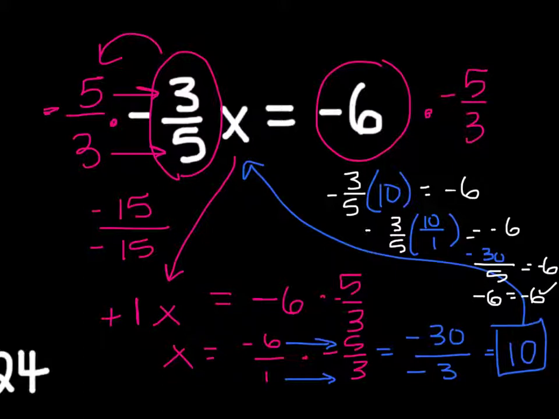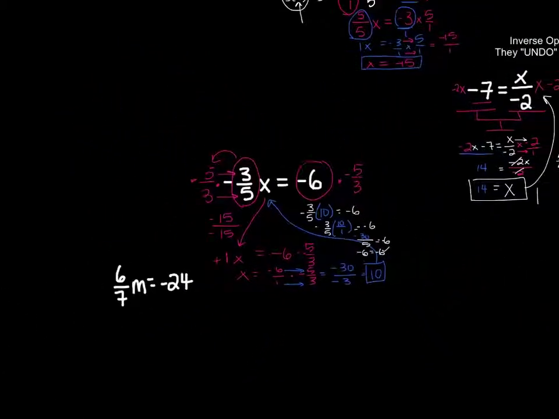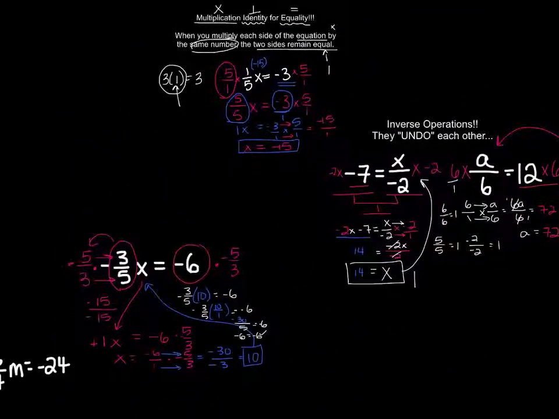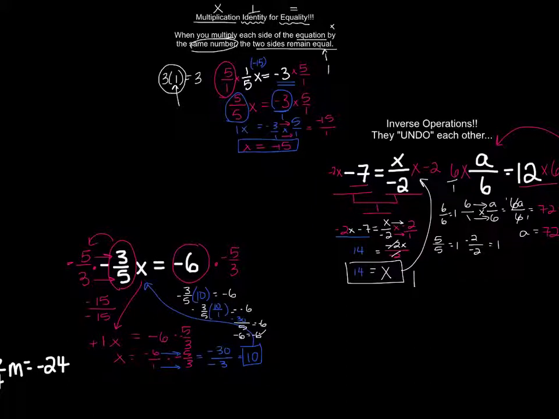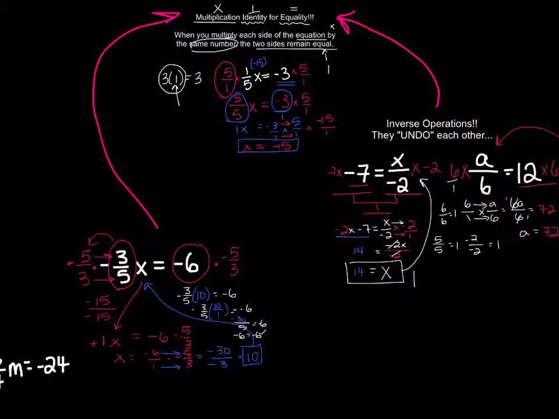We did it. Awesome. So the moral of this story is if you see a division problem or a fraction problem, we can use inverse operations and the multiplication identity to undo what is happening to our variable, and we can solve for x or a or d or whatever our variable may be. But that is how we do it.